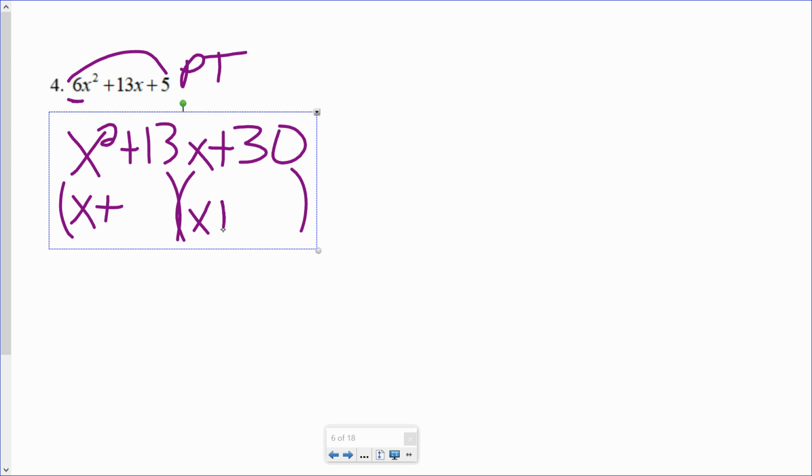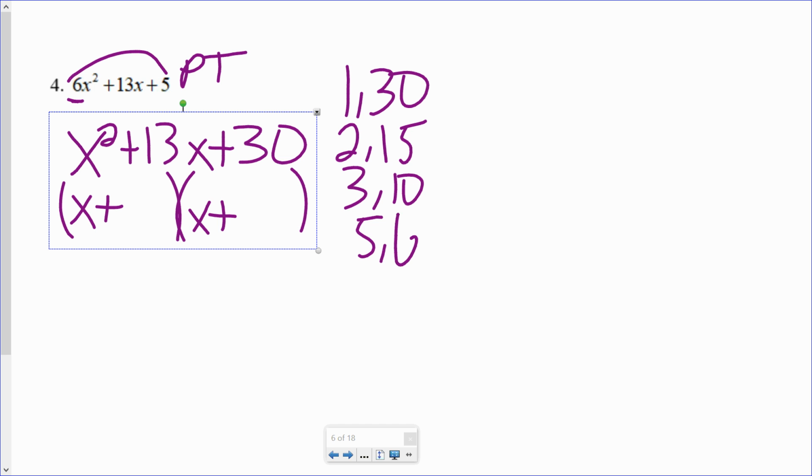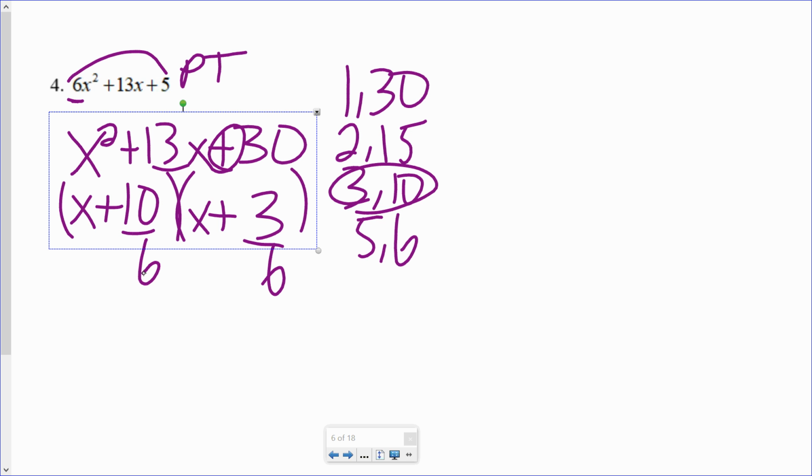And again, if you can't factor a regular trinomial, go back to the previous video, which is factoring using GCF, dots and trinomials. What multiplies to 30? 1 and 30, 2 and 15, 3 and 10, 5 and 6, and adds to 13: 10 and 3. Pay the toll. Neither of them divide nicely, so we have to reduce.